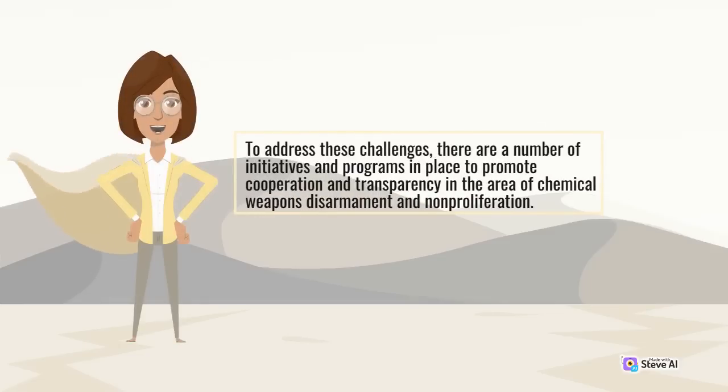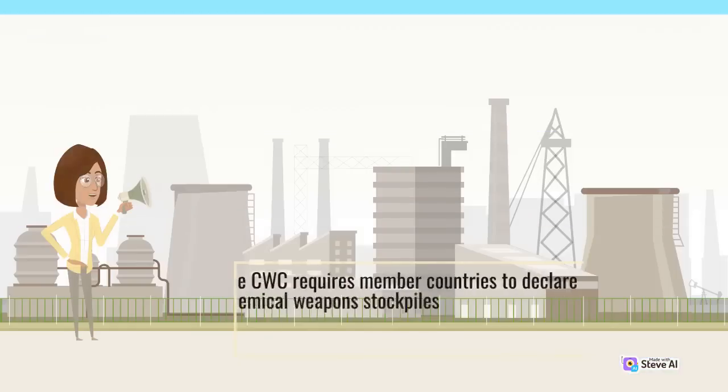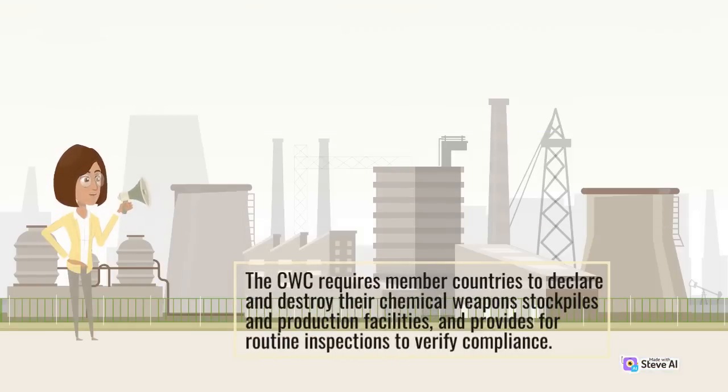To address these challenges, there are a number of initiatives and programs in place to promote cooperation and transparency in the area of chemical weapons disarmament and non-proliferation. This includes the development of multilateral agreements, such as the CWC, which provide a framework for international cooperation and verification related to chemical weapons. The CWC requires member countries to declare and destroy their chemical weapons stockpiles and production facilities, and provides for routine inspections to verify compliance.